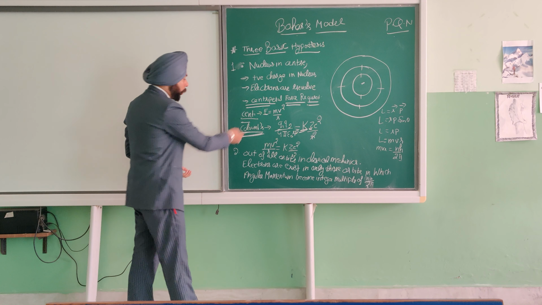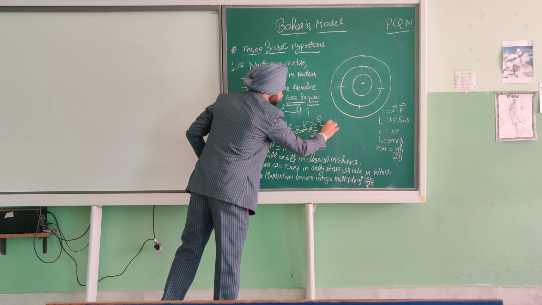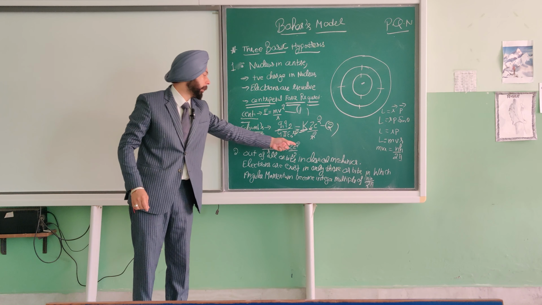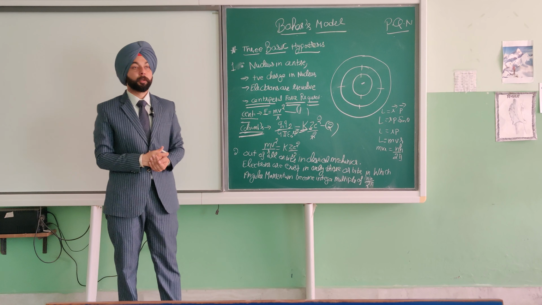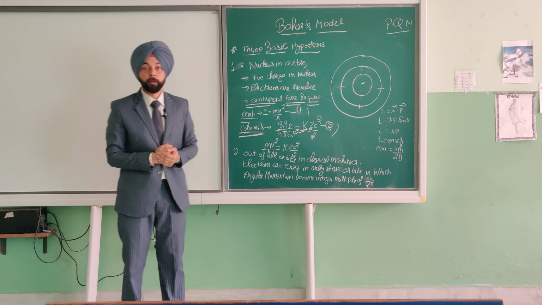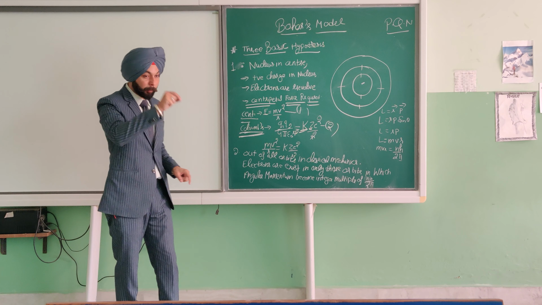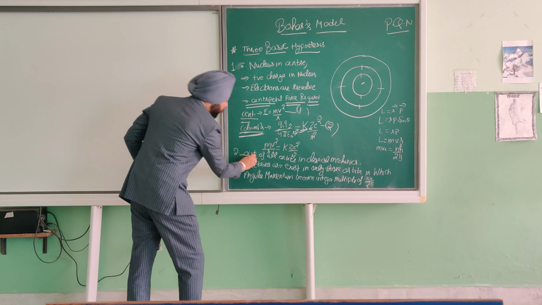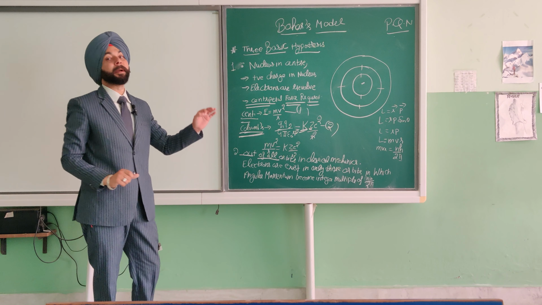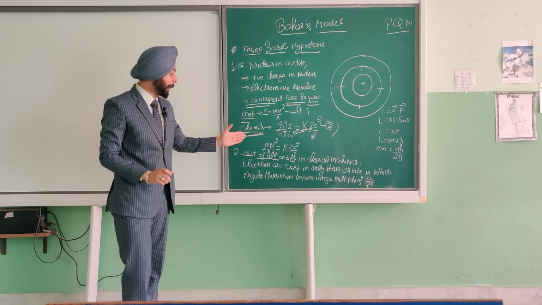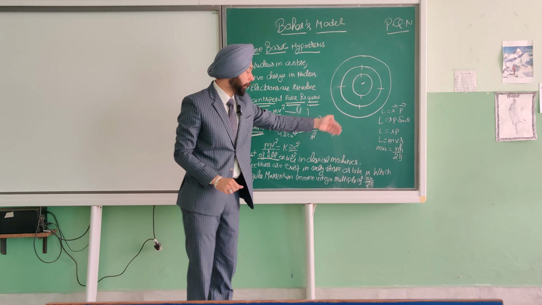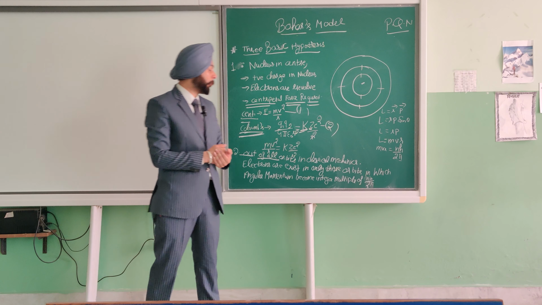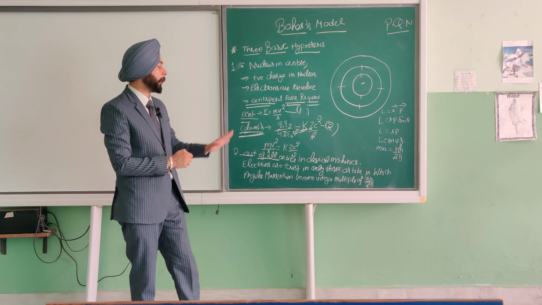Now from equations 1 and 2, we can say mv squared upon r is equal to k Z e squared upon r squared. This is the first hypothesis. The second hypothesis is the most important postulate: out of all orbits possible in classical mechanics, electrons exist only in those orbits in which the angular momentum is an integer multiple of h by 2 pi.